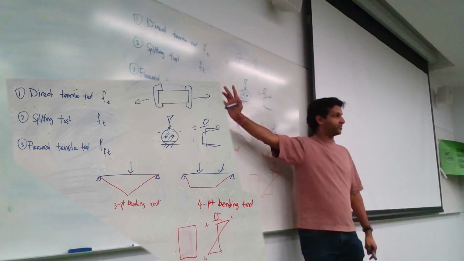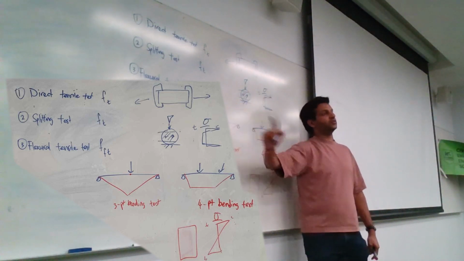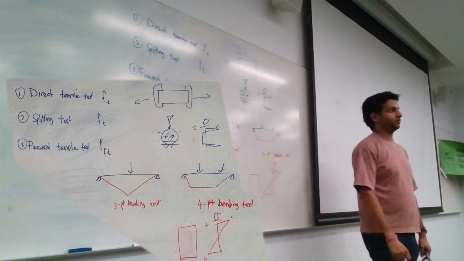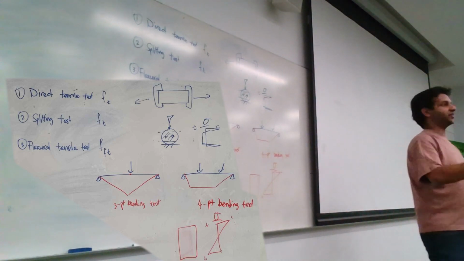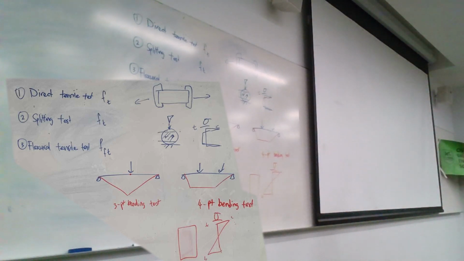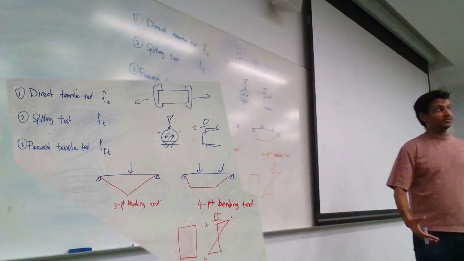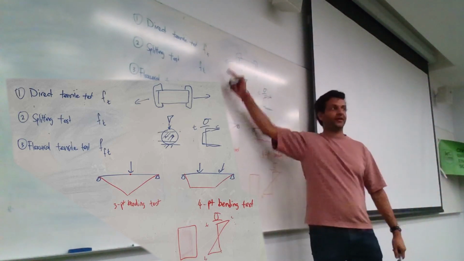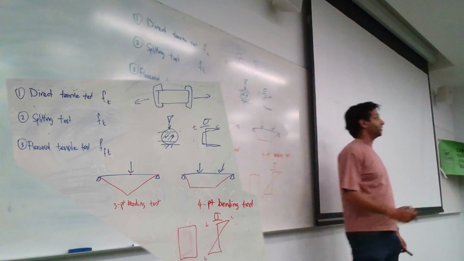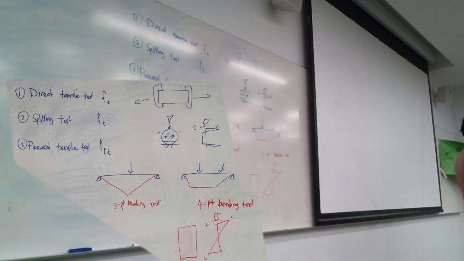They give you all of this in AS3600. What value do you use for beam design, you think? Because when you're doing beam design, you need to know what the maximum tensile strength is for concrete. But when you're doing beam design, which one do you think you should select? Whichever was the lowest. Very good. Why?